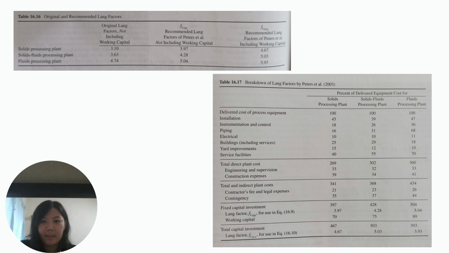And these two tables are useful when doing method 2. The first table is about the original and recommended Lang factors, while the second is about the breakdown of Lang factors.